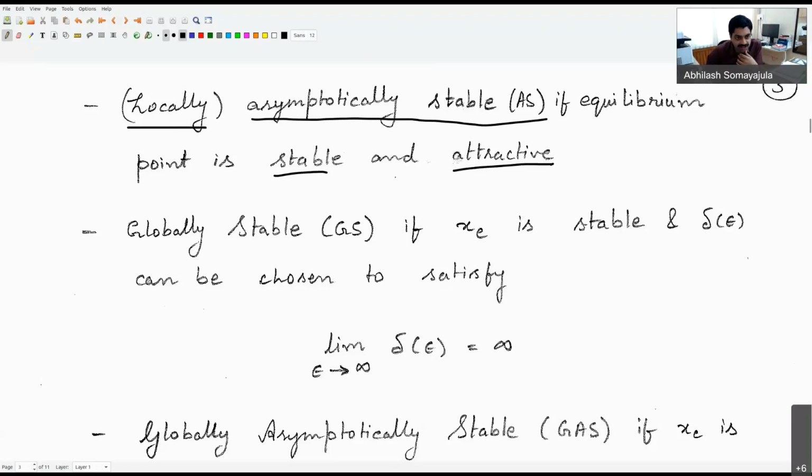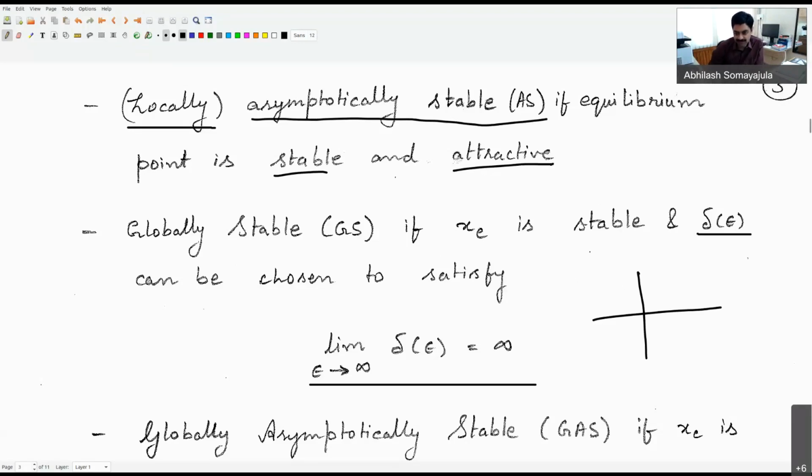Notice that there is something here I've written as locally asymptotically stable, because if Xe is a globally stable system, then this delta of epsilon can be chosen to be infinity, which means I can start anywhere in the phase space and that system can be shown to come, over time, inside a certain region of trajectory. Okay, so what this is saying is, let me put my pointer here.